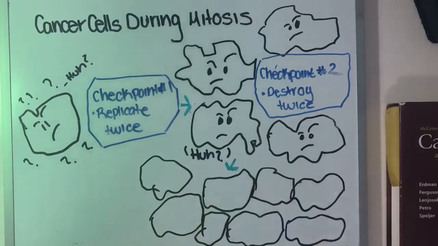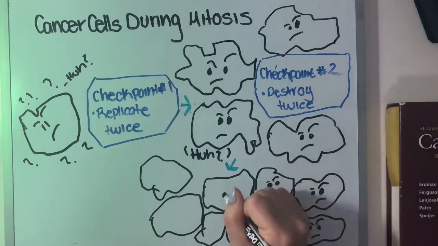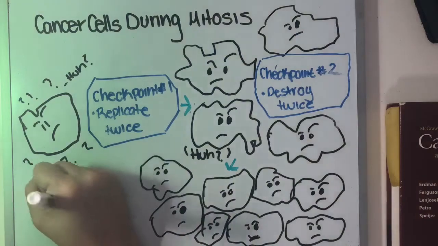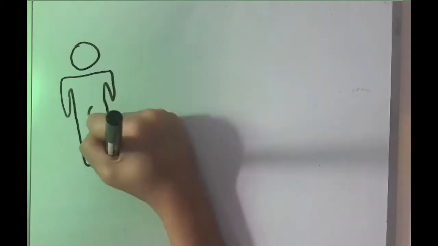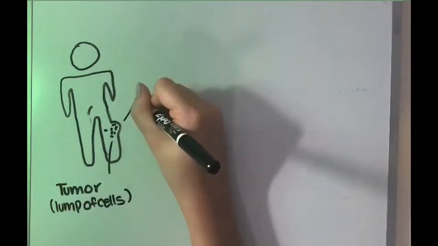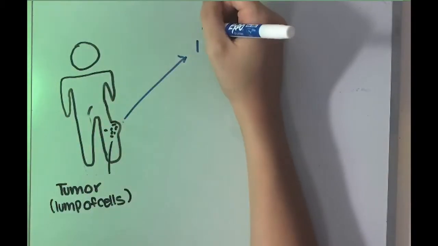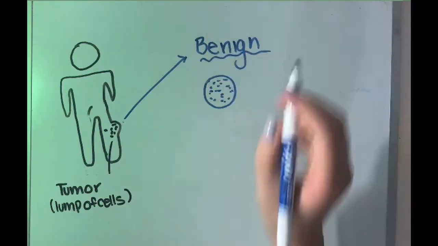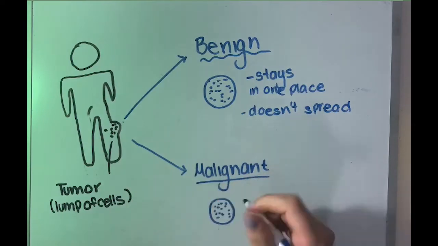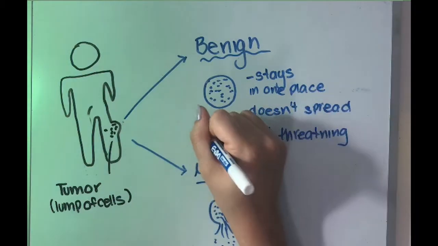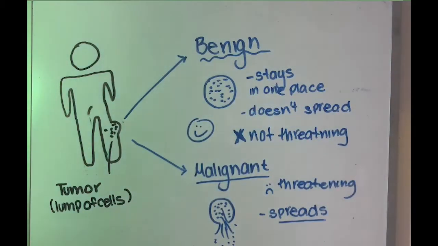However, there are times where a mutation happens and a cell will not recognize these checkpoints. Therefore, it will not stop and will start growing cells uncontrollably. These cells are abnormal and can create a lump known as a tumor. This tumor can either be benign, that stays in one place and is non-life-threatening, or on the other hand, it can also be a malignant tumor, which can spread through the body and become life-threatening.